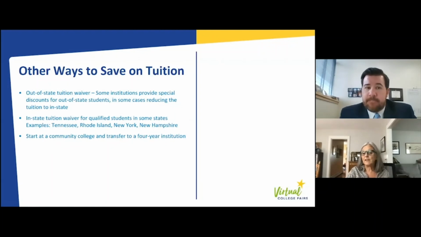In addition, in a few states, they're actually waiving the in-state tuition for qualified students. Sometimes it's Pell Grant recipients or low-income students that are eligible for that. But that's an important resource as well. And then finally, another option would be for students to start at community college as a way of saving money and then transfer to a four-year institution.